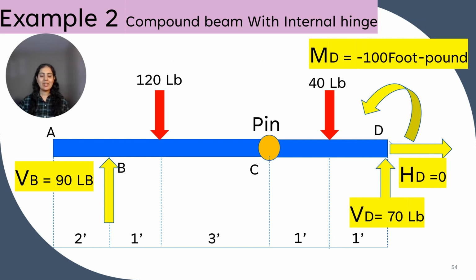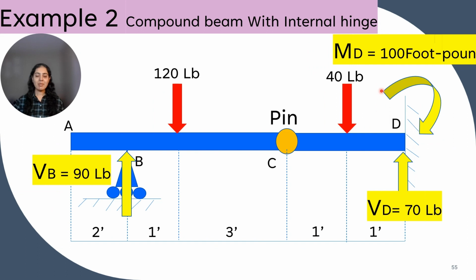So the reactions we got from the equilibrium equation and the extra moment equation for the pin we have shown in this diagram. But the value of MD we got as negative of 100 foot-pound. So the direction we assumed was incorrect. So we corrected it here.